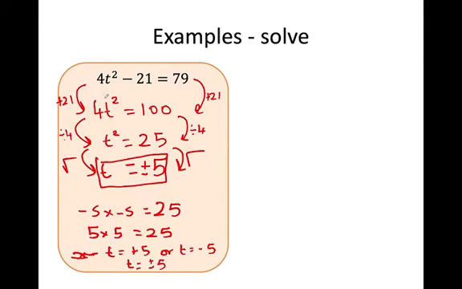Right, so it's just that extra little step with the t squared to square root it at the end, but you need to make sure that the t is on its own when you're doing that. Okay.